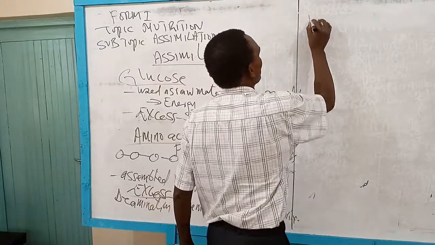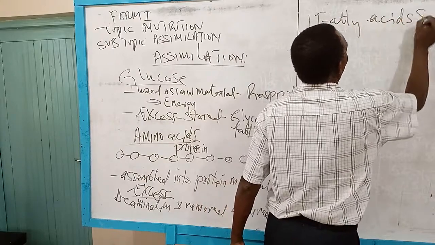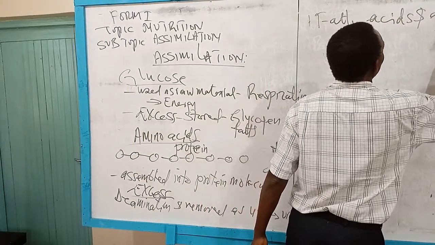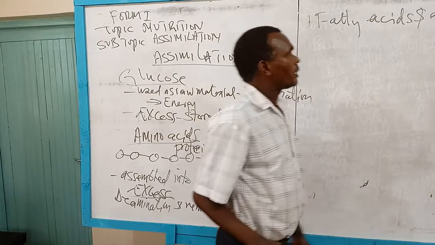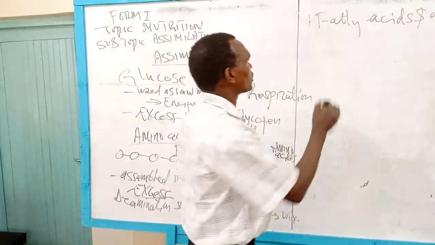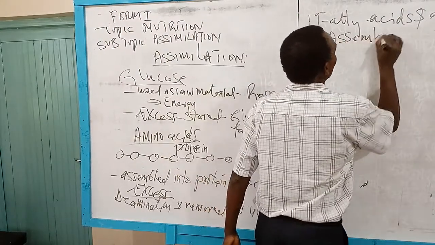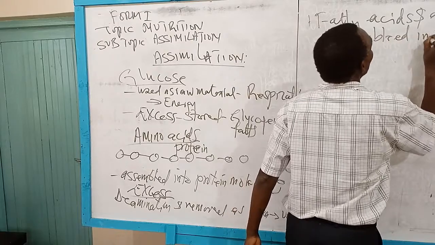We have fatty acids and glycerol. Now, these are the final products of fat or oil digestion. So what is done to these ones? These are again assembled into fats.